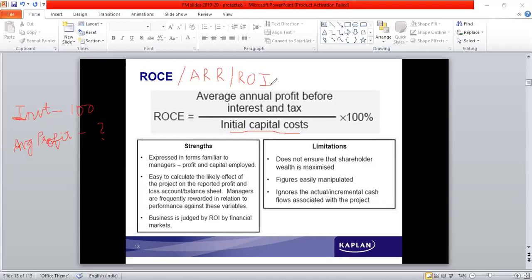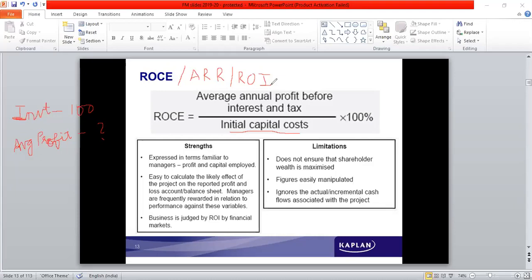That's the main strength. The limitation is that it does not ensure that shareholders' wealth is maximized. There are certain things which are not at all considered. Here I'm not explaining, but as we move ahead, we also get to understand the difference. Here, on a plain note, take the profit, compare it with the initial investment amount and find out the percentage. But there are so many other intricacies which have to be taken into consideration, and only then will it be possible to understand whether the shareholders' wealth would be maximized or not.